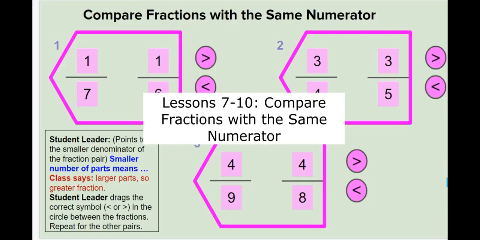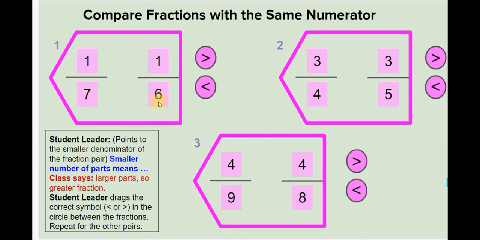By lesson 7, we're going to compare fractions with the same numerator. Class, compare the fractions. 1/7 compared to 1/6. I'm going to point to the smaller denominator, 6. The smaller the denominator means, and the whole class would say, the larger the parts. The numerators are the same, the denominators are different. So the smaller the numerator, the larger the parts. What is the comparison? And the whole class would say 1/7 is less than 1/6.